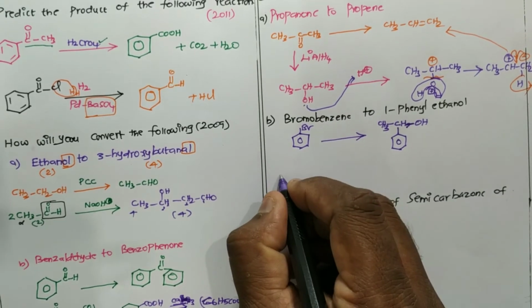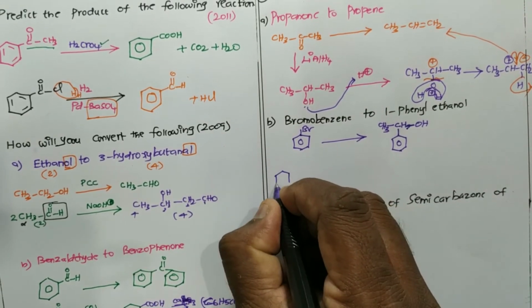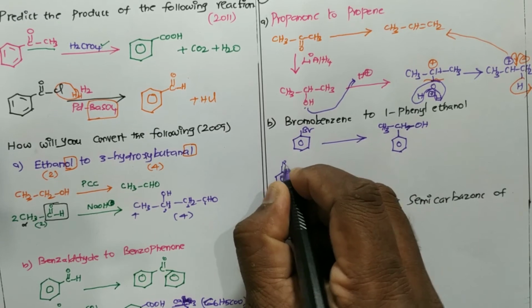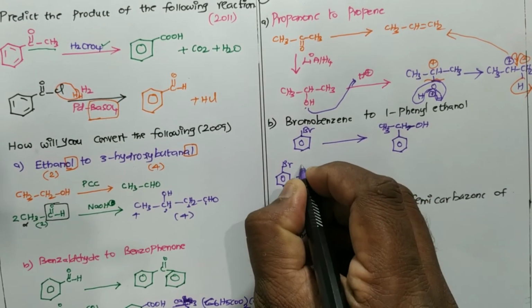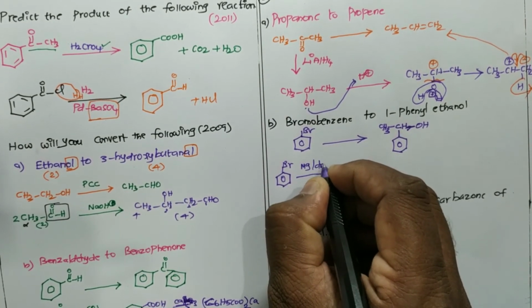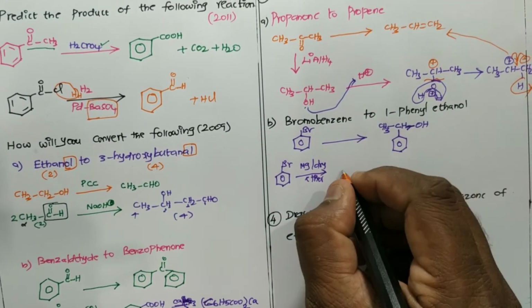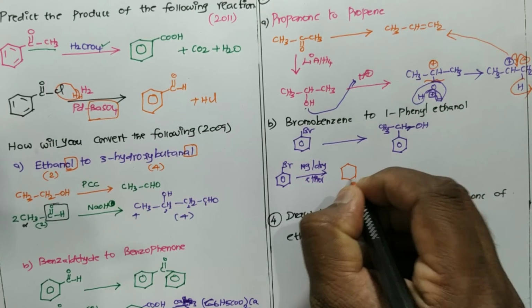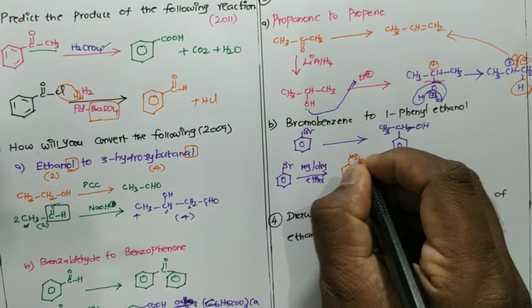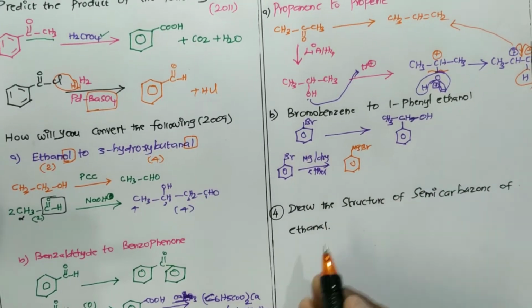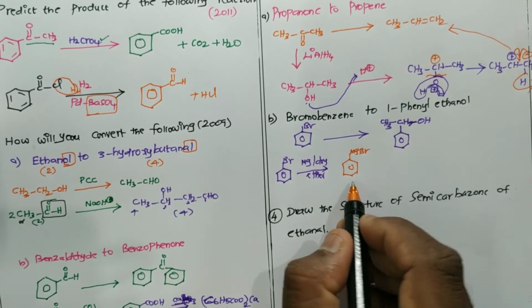Here also the same thing. Here I have used bromobenzene. If it reacts with magnesium in the presence of dry ether, what will we get? We will get phenyl magnesium bromide. So this is nothing but a Grignard reagent.